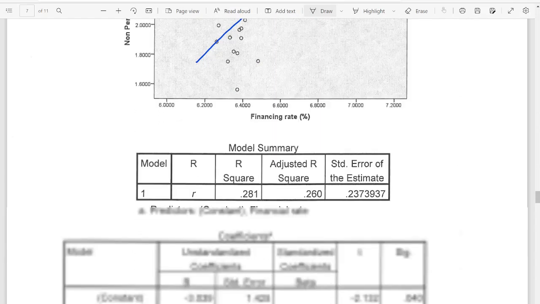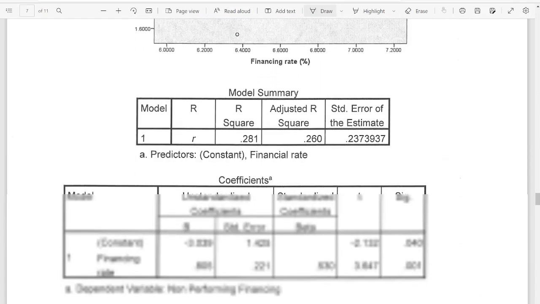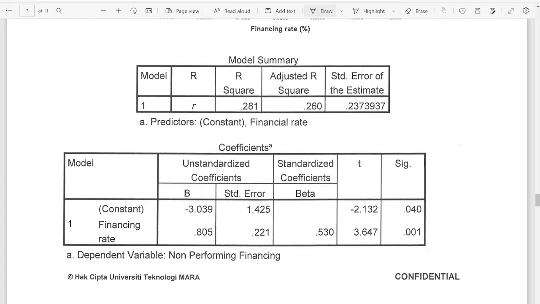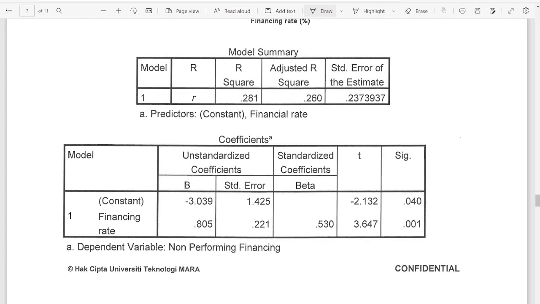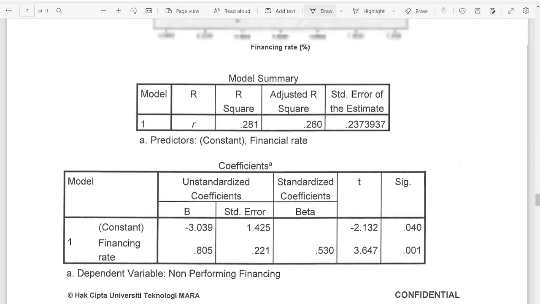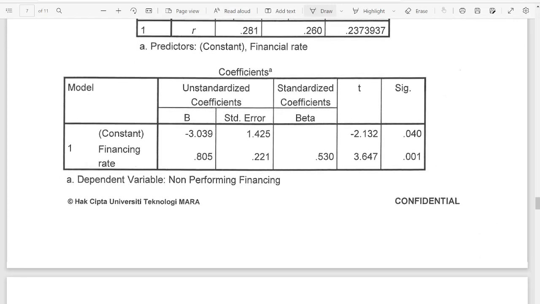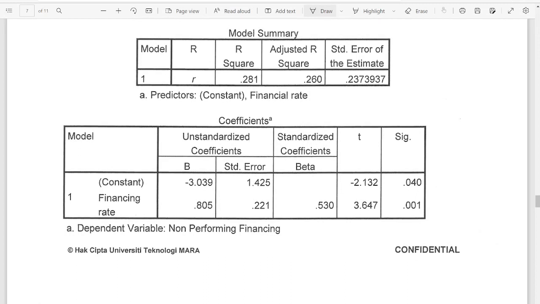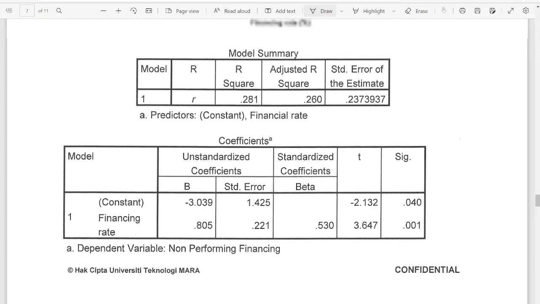Okay, and then they give you the model summary. So in this case, they give you the model summary, but it gives you an empty space for R, and then they give you the R square, and then they also give you the adjusted R square and the standard error, and then they give you the coefficients. All right. Okay, they find the coefficient and so on. So this is the actual result obtained from SPSS. You can see that it's already written there.